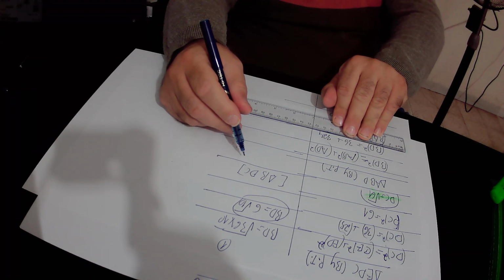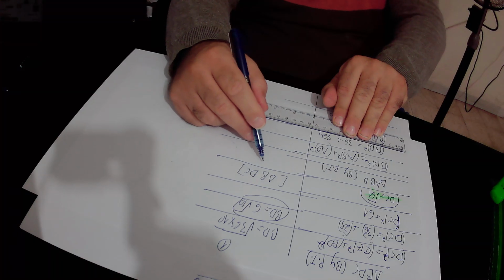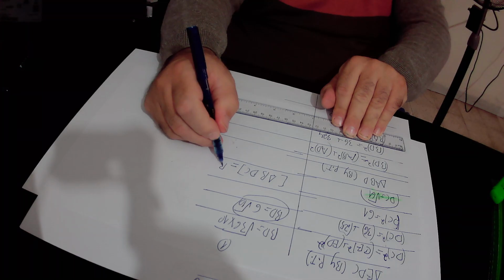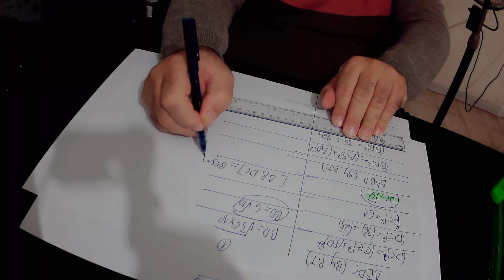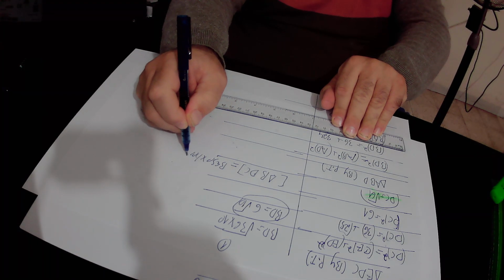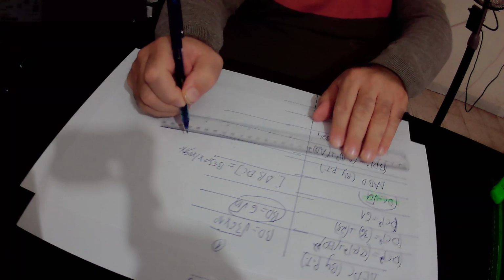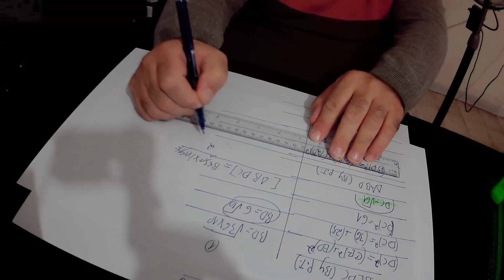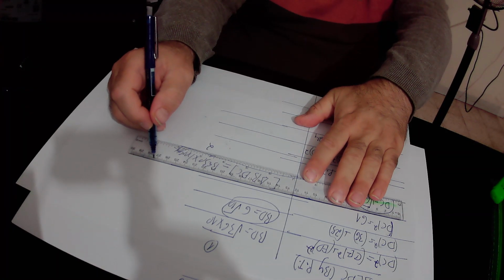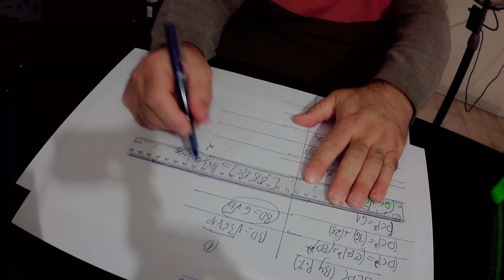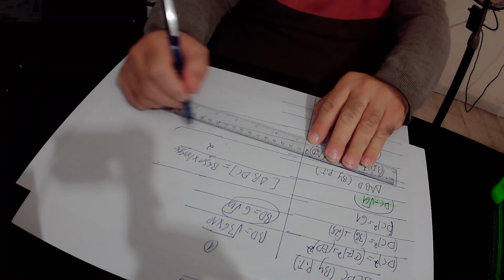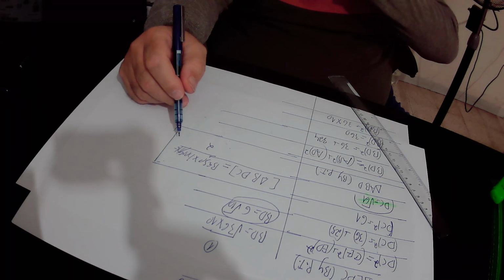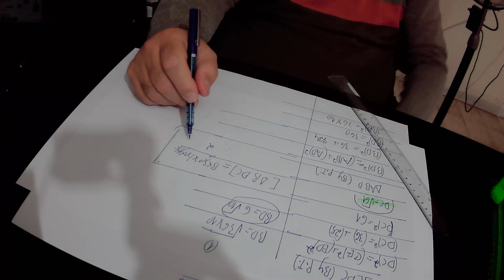Here, the square bracket is the sign for the area. It means the area of triangle BDC. It will be equal to the base of the triangle times the height to the base over 2. Here I must emphasize that the height to the base must create 90 degrees with the base.